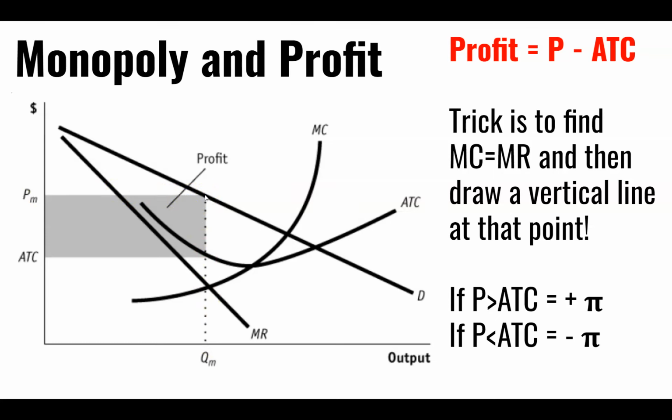And I look and see where at this optimal quantity I've hit average total cost. In this case, average total cost is less than demand, less than price. And so there is a profit here for the monopolist. So again, find MC equals MR, go down to find the Q, draw a vertical line, and see where that vertical line hits the demand curve and where it hits the ATC curve. If the price is greater than ATC, we have a profit. If price was somehow less than ATC, we'd have a loss. In this case, we have a positive economic profit.